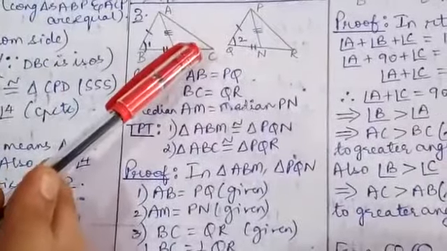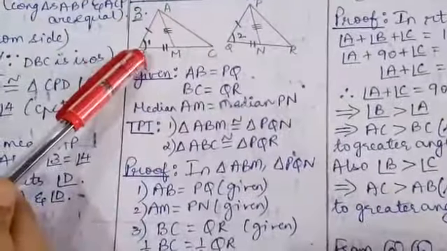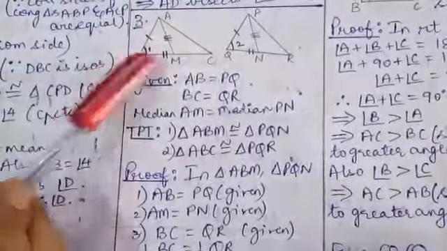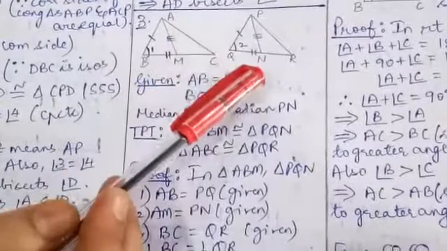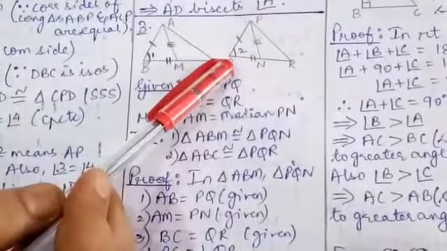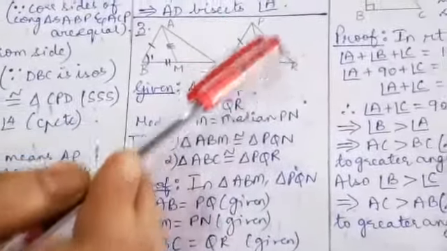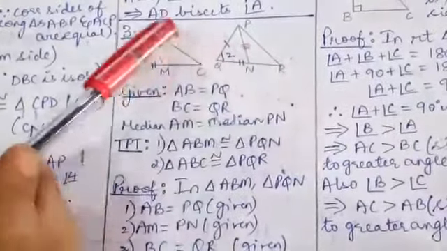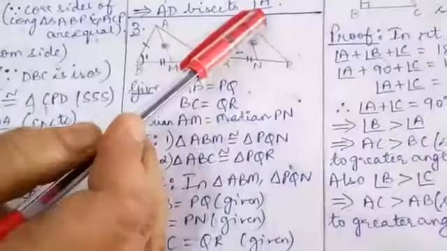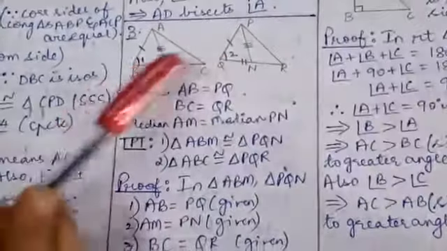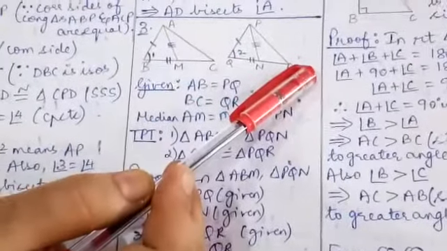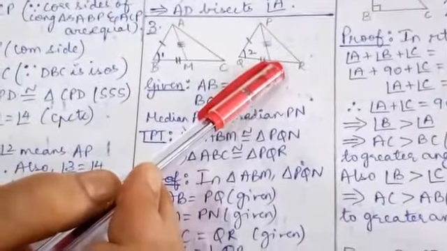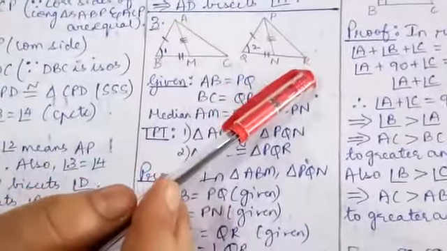Now we are also given that the sides AB, BC and the median AM of triangle ABC are equal to the sides PQ, QR and the median PN of triangle PQR. This means AB is equal to PQ, BC is equal to QR and the median AM is equal to the median PN. So this is the information provided to us.